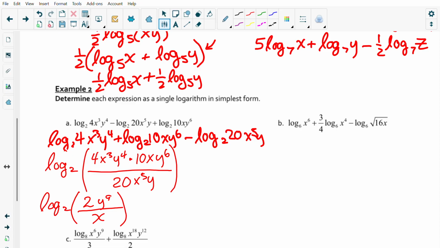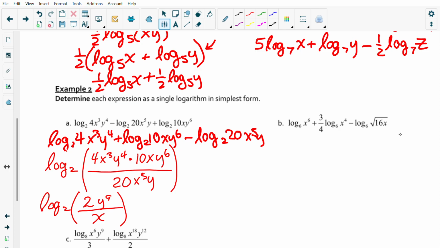Okay, next one. Log base 6 of x to the 6th plus 3/4 log base 6 of x to the 4th minus log base 6 of the square root of 16x. First off, what would I do here? The first two expressions are added together, so that's going to be my product law, and then subtracted by the last logarithmic expression. That's the application of the quotient law.